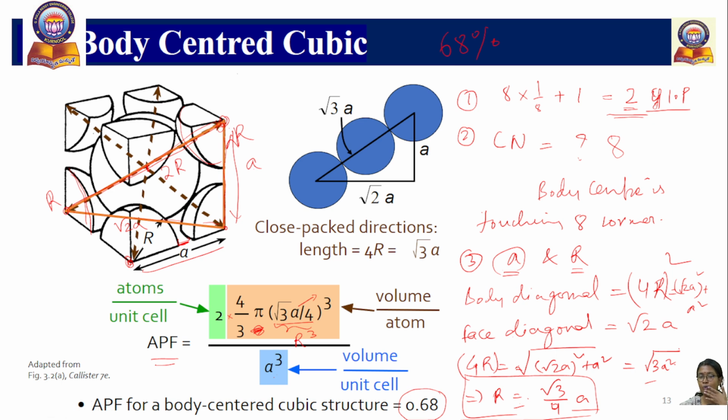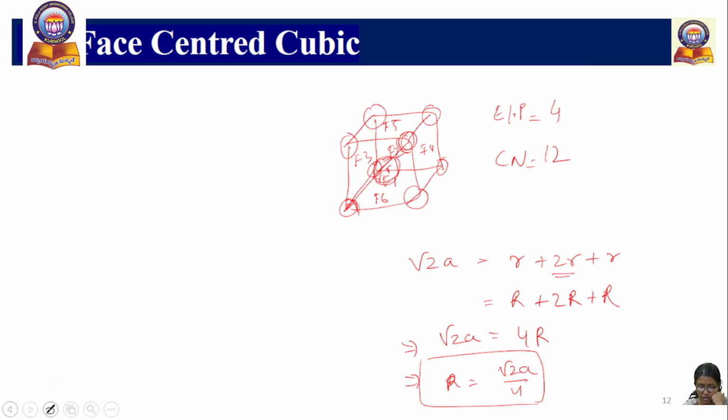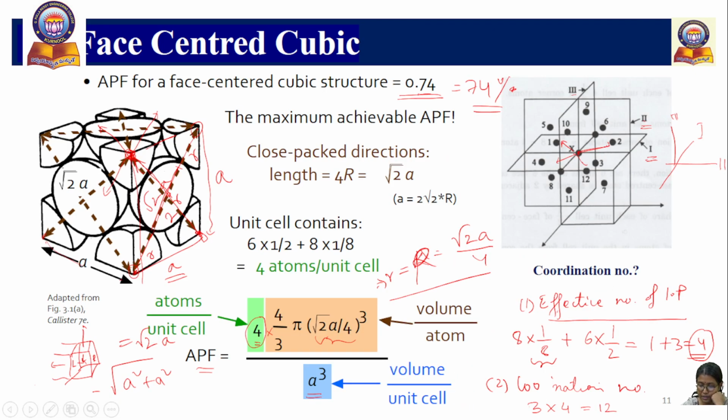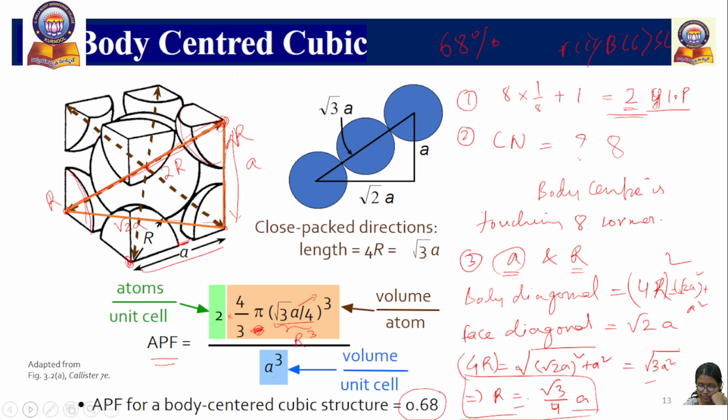So how much is occupied in body-centered cubic? 68%. If we take a relation, who has the highest packing fraction? Face-centered cubic is highly packed. Then we have body-centered cubic, then simple cubic. Let us just revise once. Face-centered cubic, 74% was occupied. Body-centered cubic, 68% occupied. Simple cubic, how much?